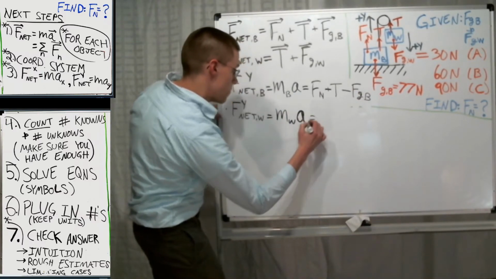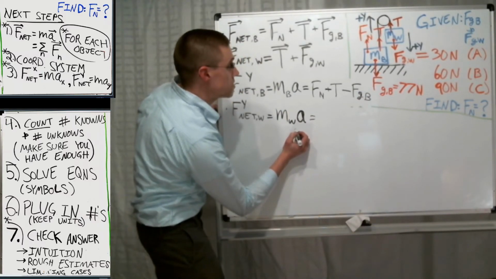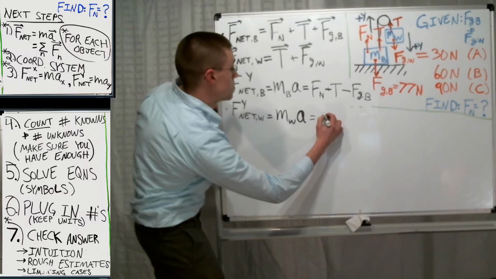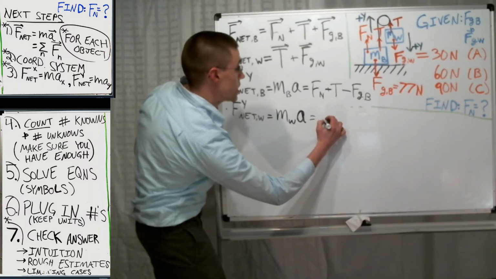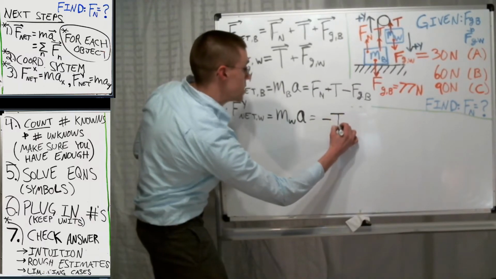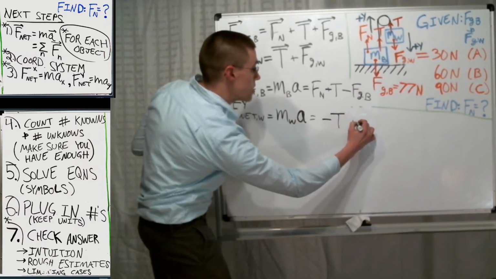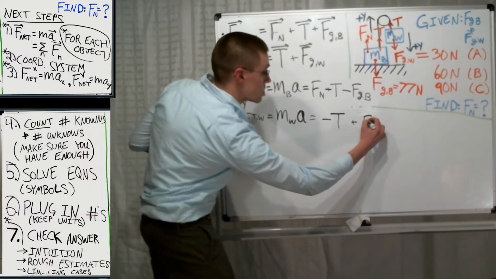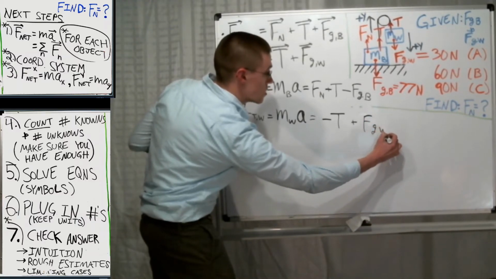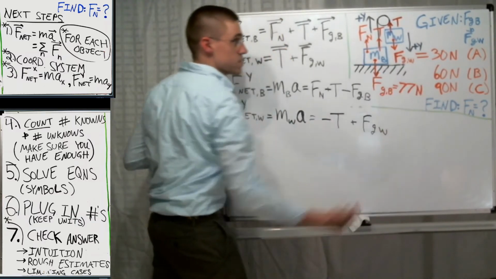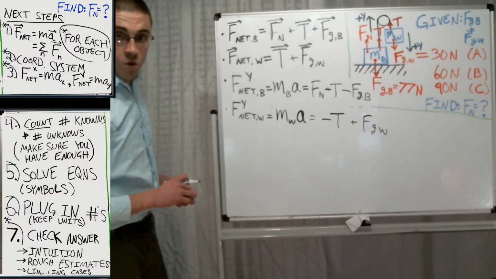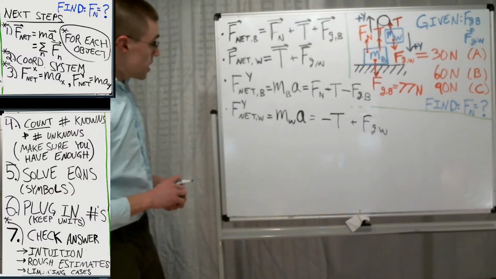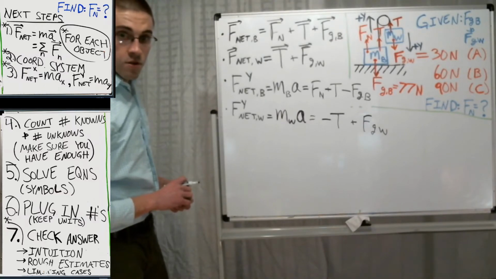For the mass of the weight, it's equal to, there's a tension force that in this case is pointing in the negative y direction, so minus the tension force, plus then the gravitational force on W pointing in its positive y direction. All right, so that's step 3, and now I can go on to step 4.